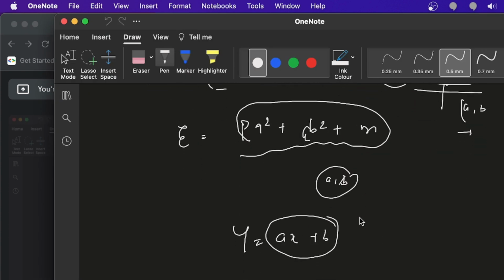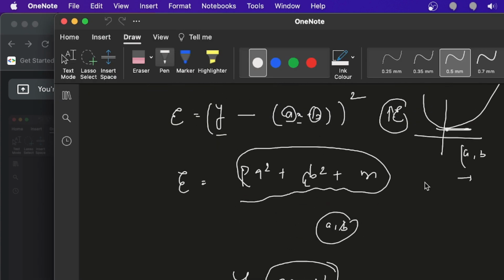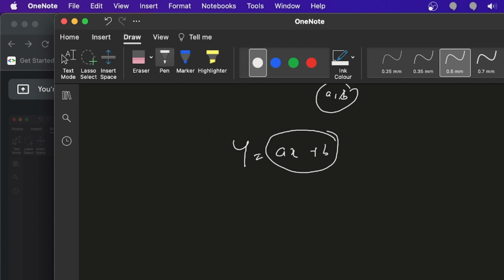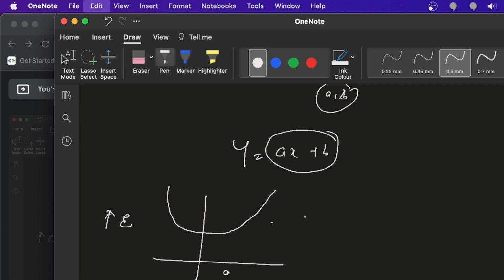Now the next is how to get the values of A and B. For understanding I am ignoring B. This is your A and this is your E.